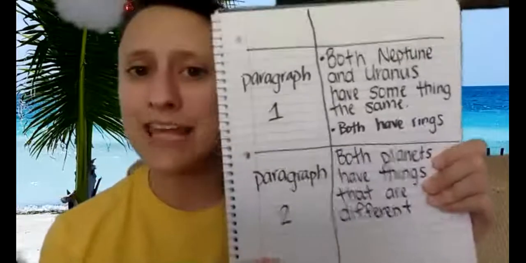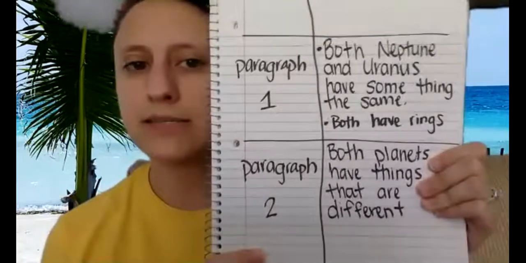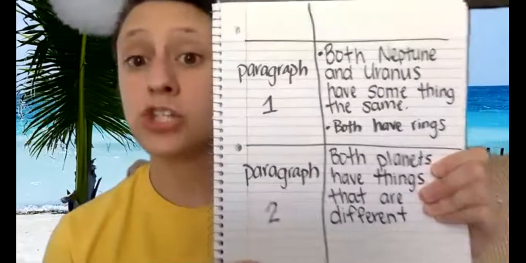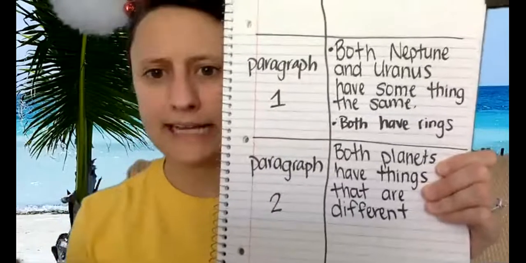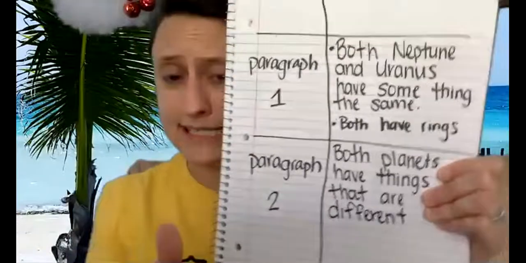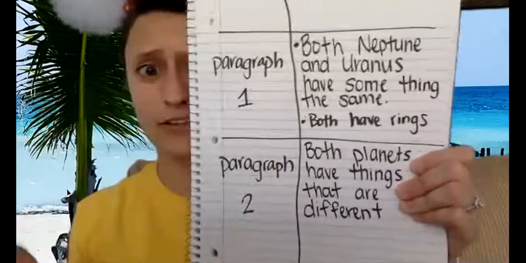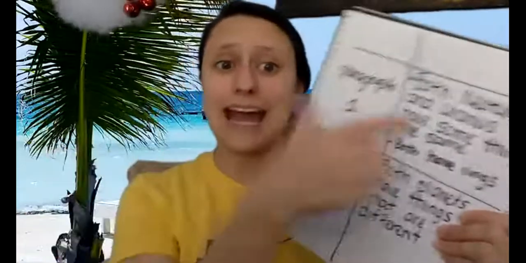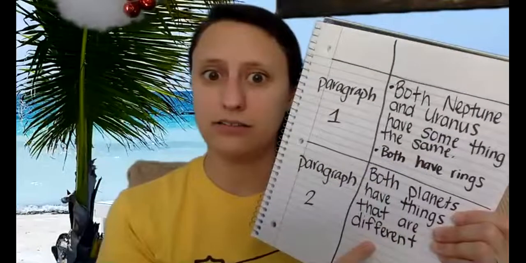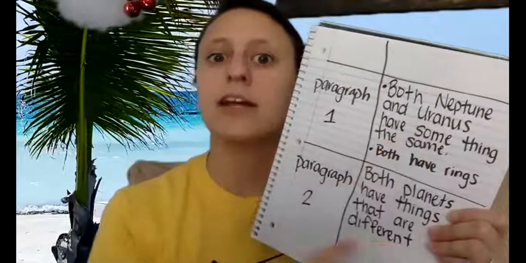So I think the author wrote this passage to show that he's comparing the two planets. He's saying that this is how they're the same and this is how they're different. Okay? And so now I can see how my paragraphs are connected. Talks about how it's the same and then how it's different.